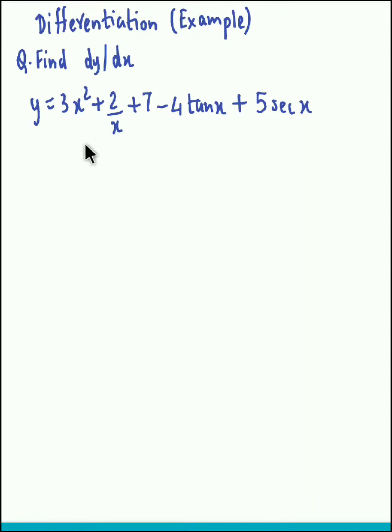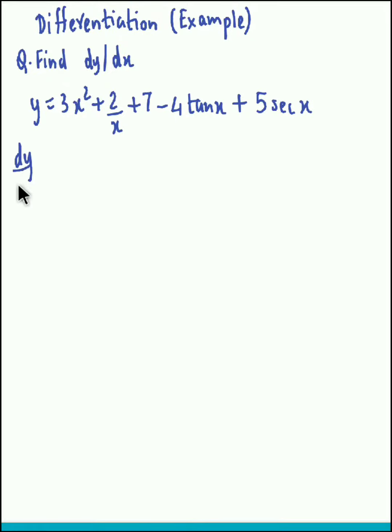Hello and welcome back. Now let us discuss one more example from the topic differentiation. Here again we need to obtain dy by dx, and y is equal to 3x square plus 2 by x plus 7 minus 4 times tan x plus 5 times sec x. So let us obtain the value for dy by dx.